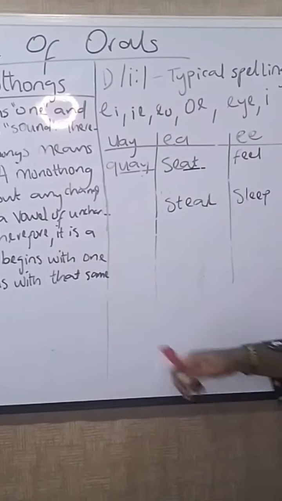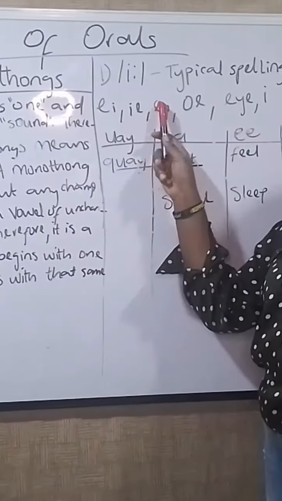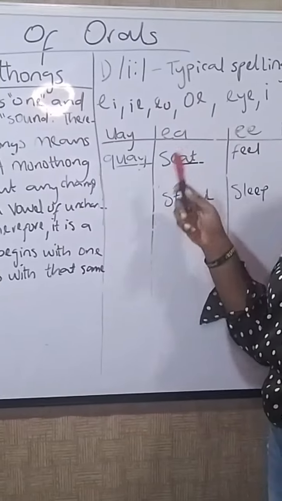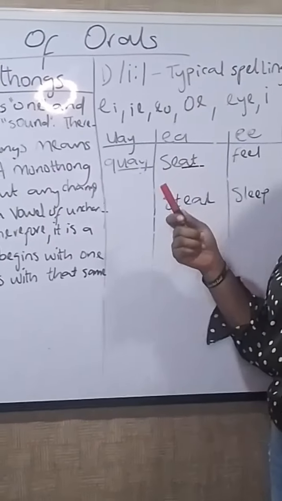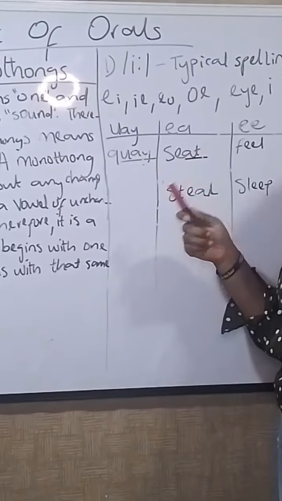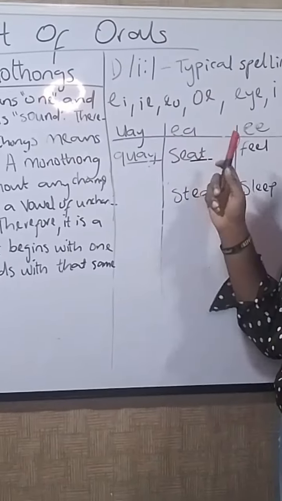Hello everyone. So today we are going to be talking about the E sound. E is a monotone sound. In the previous class we talked about monotones and the examples of monotones. E is the first example of monotones.